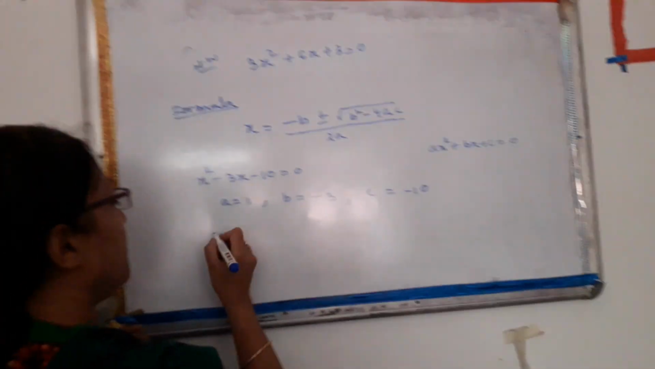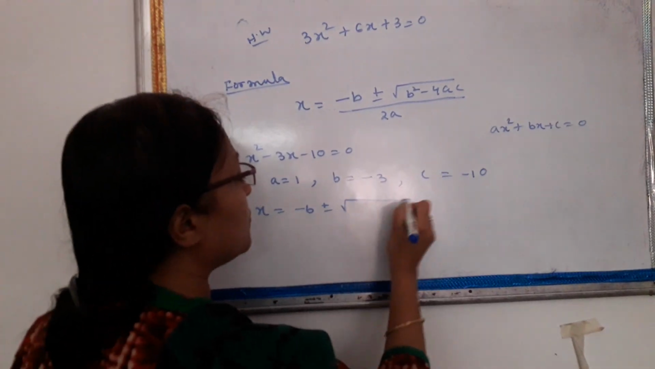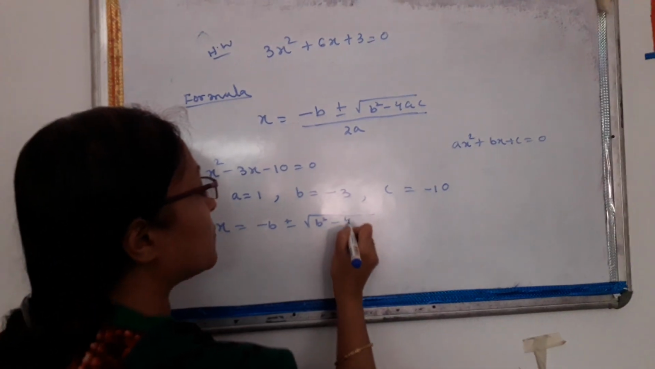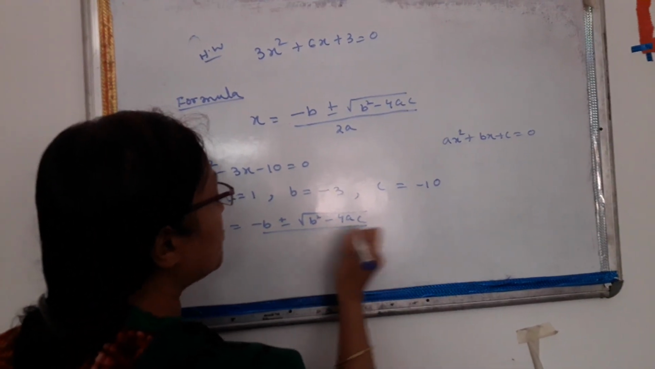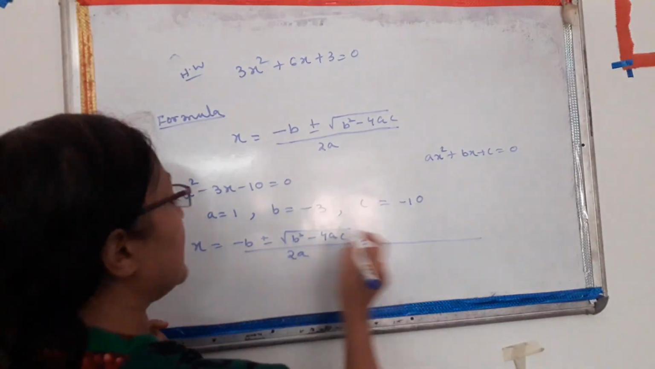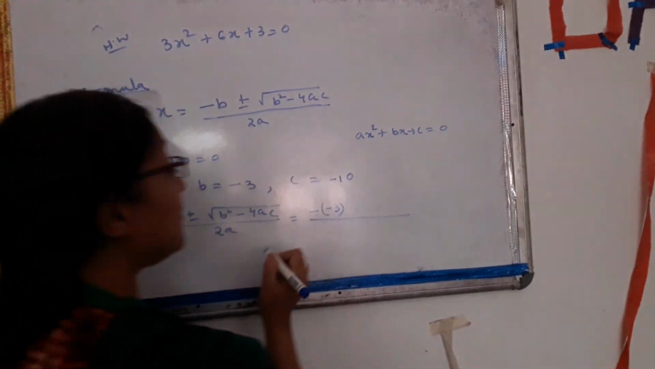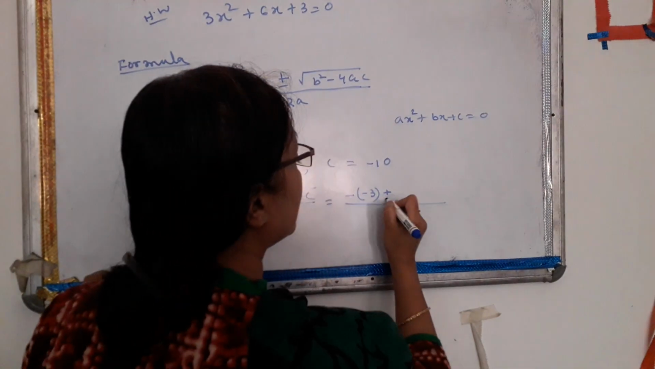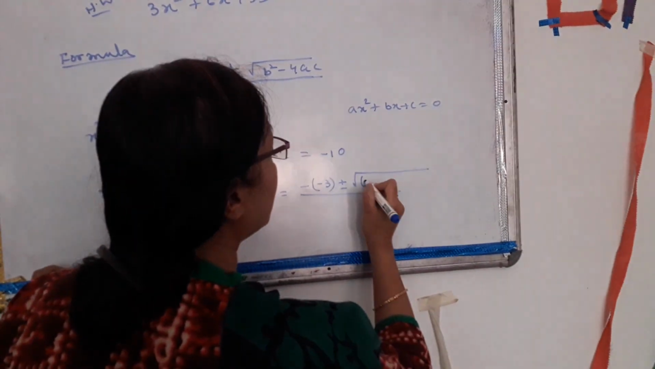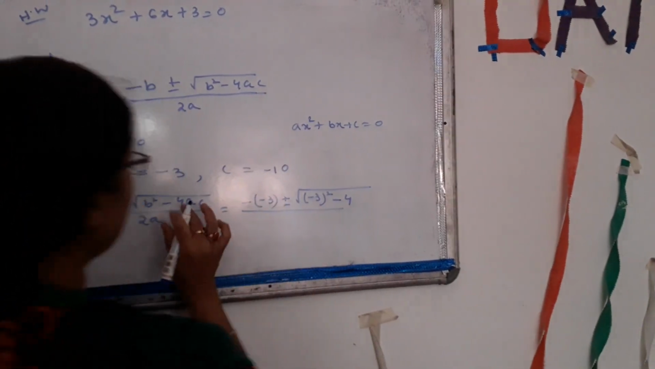Now you write the formula. x equal to minus b plus minus root over b square minus 4ac by twice a. So I put the value here, you see, minus 3. That means b is minus 3. I will use one bracket, otherwise maybe a mistake will be there. Then here b square, here I write minus 3 whole square. Here minus 4. I am putting the values only.